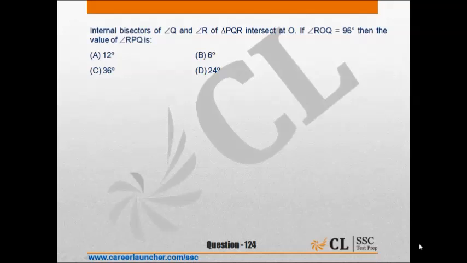The question is, internal bisectors of angle Q and angle R of a triangle PQR intersect at O. If ROQ is equal to 96 degree, then the value of RPQ is. We have a triangle PQR, OQ and OR are the internal bisectors and O would be the incenter. If O is the incenter, then as we all know, 96 degree will be equal to 90 degree plus half of angle P. From this we get angle P is equal to 12 degree. Therefore our answer is option A.